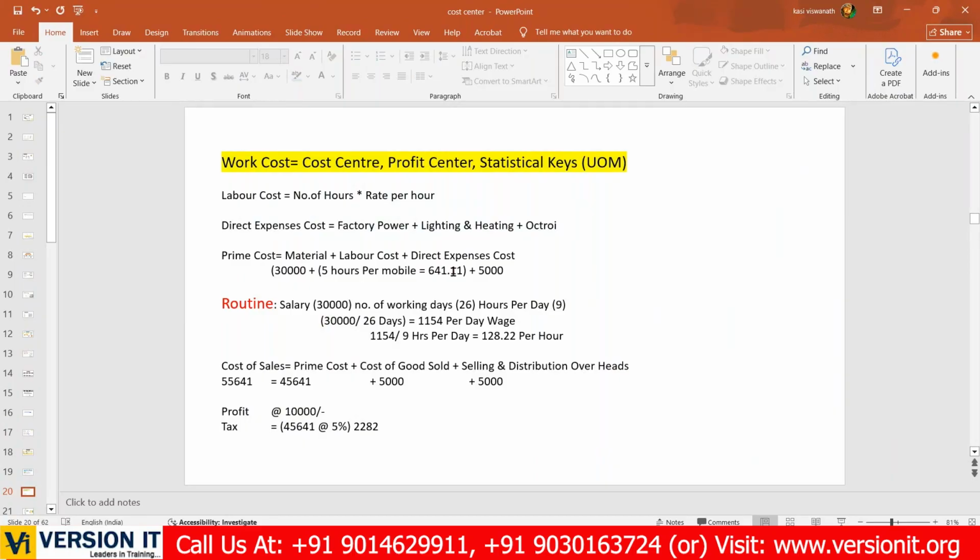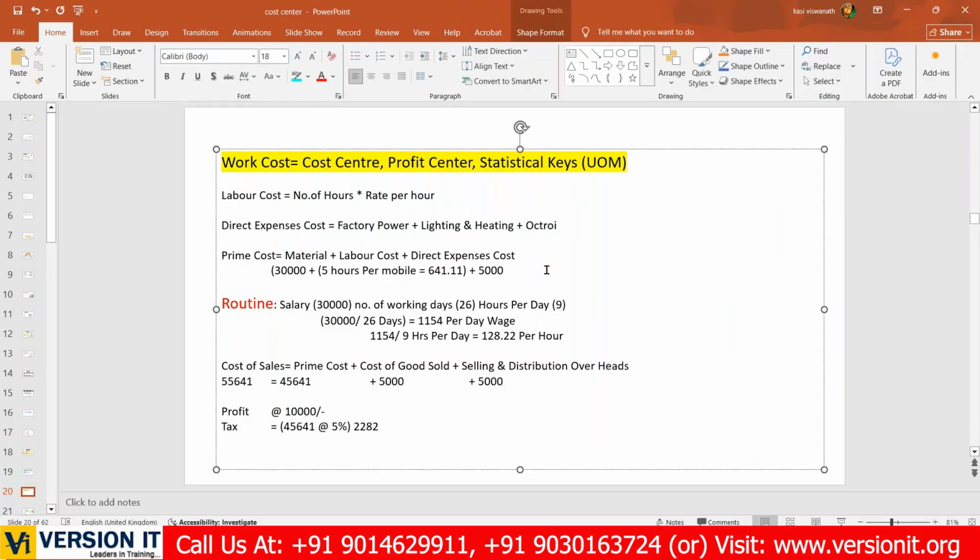How much value? 641 plus direct expense cost 5,000. Now what's the total mobile cost? 35,641. Your prime cost is 35,641. Means whenever I purchase a market 1 lakh, the actual make cost is 35,641 rupee.